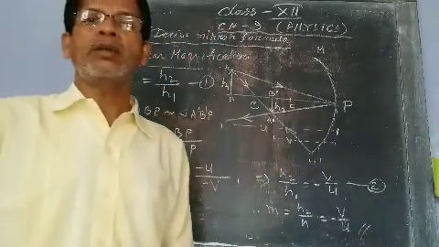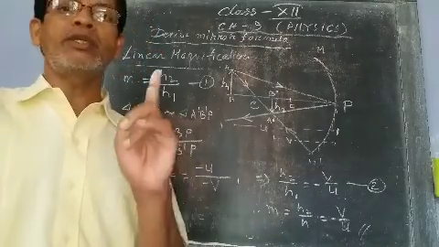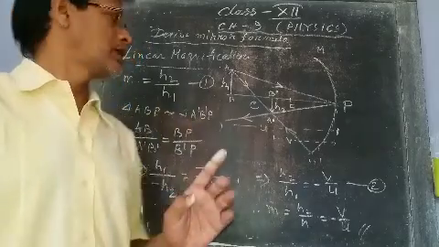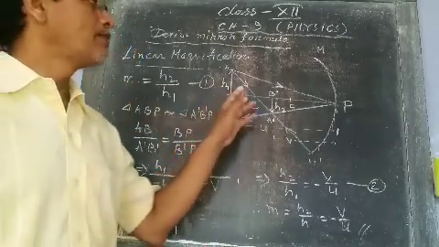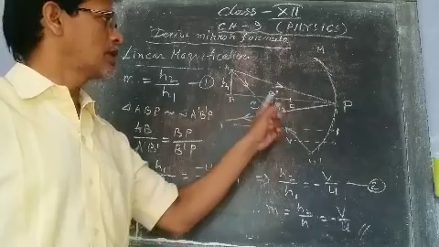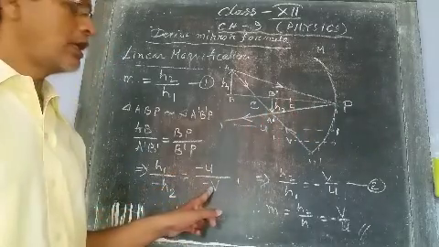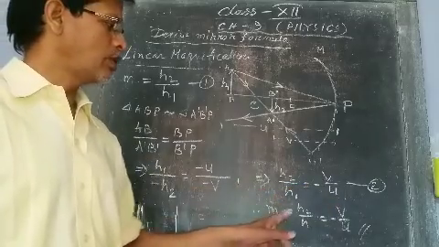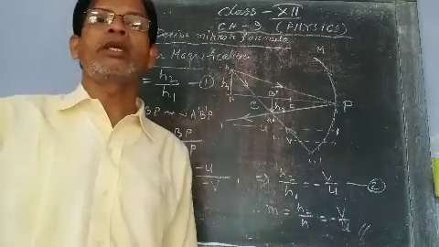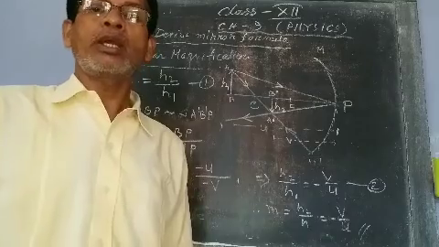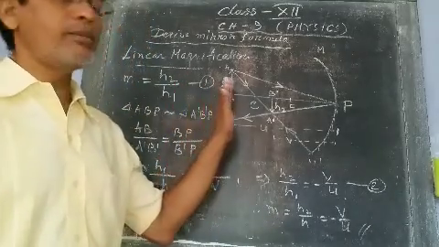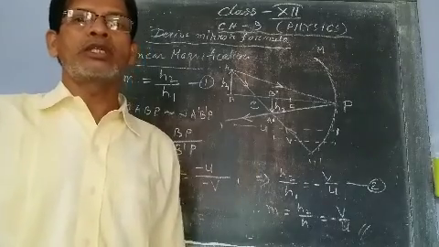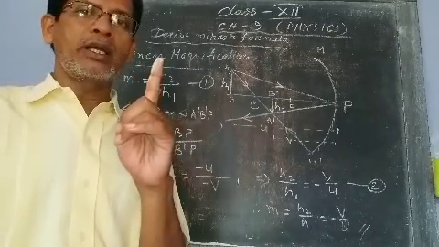Linear magnification means the ratio of size of image to the size of object. So this is by definition. Then this triangle is similar to this triangle. From this we have got this, and by these two we can write M equal to H2 by H1 equal to minus V by U. This is the same relation in case of concave and convex mirror also.